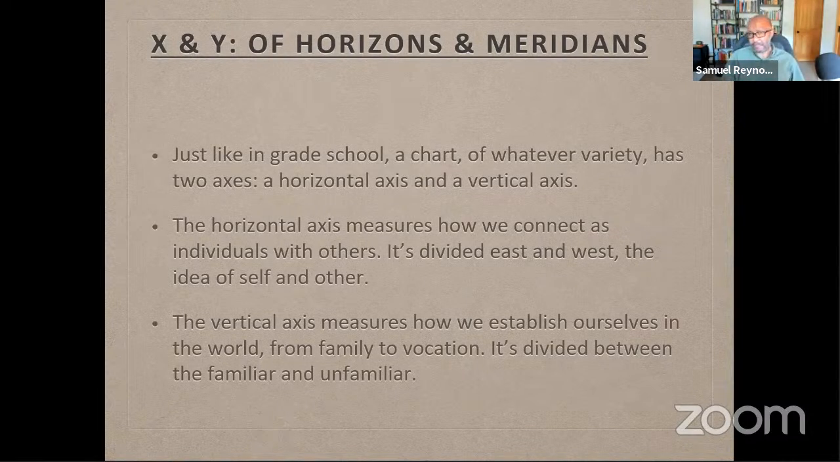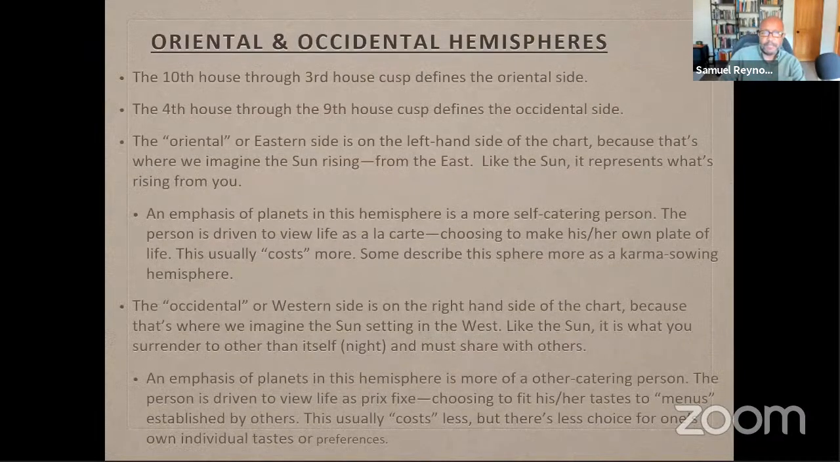The vertical axis measures how we establish ourselves in the world from family to vocation. It's divided between the familiar, which I talk about more as the northern hemisphere, and the southern hemisphere, which is more the unfamiliar. I'm going to go more into this, so if this is still difficult, it's okay, because we're going to review it again and go more into it. So I just want to bring up, before we start literally talking about the houses, the notion of the hemispheres related to the aspects of the chart.